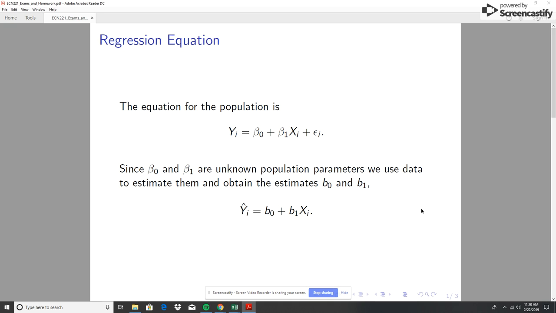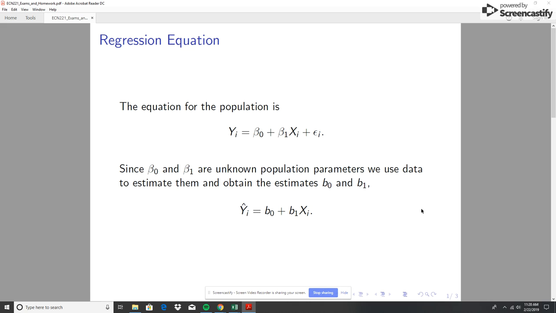All right, so I want to talk a little bit about regression and trying to identify a few things on the template that was provided. So just quickly to go over this, the equation for the population is given by what's shown on the screen: Y equals beta naught plus beta 1 x plus epsilon. The epsilon again is some error term.